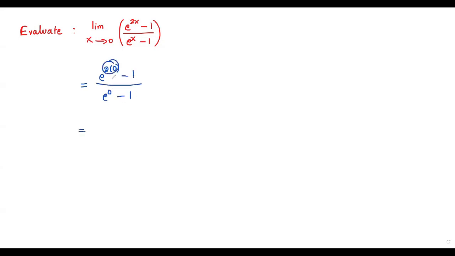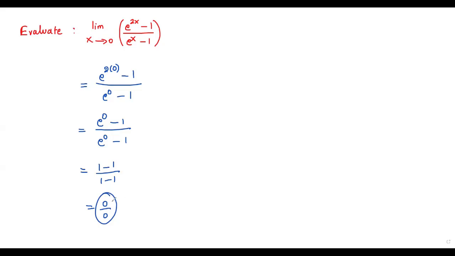Here 2 times 0 is 0. So then I'm getting e to the 0th power minus 1 over e to the 0th power minus 1. Anything raised to the power 0 equals 1, so its value is just 1. I'm getting 1 minus 1 over 1 minus 1, so the result is 0 over 0. This is called an indeterminate form.